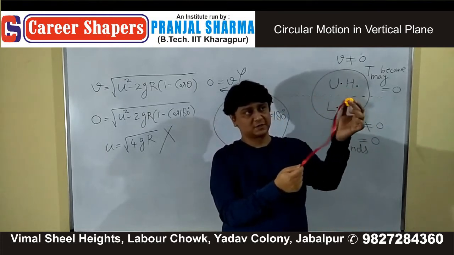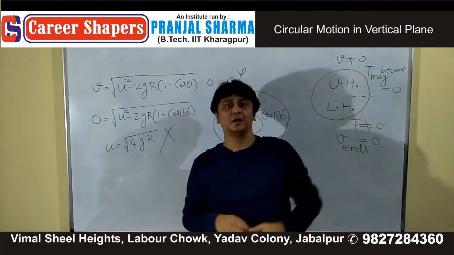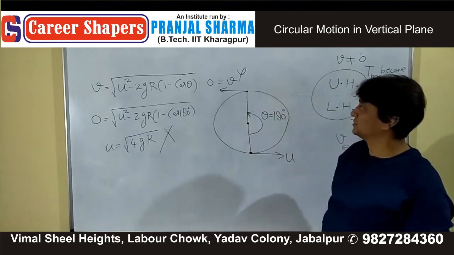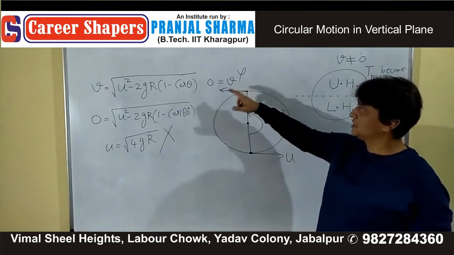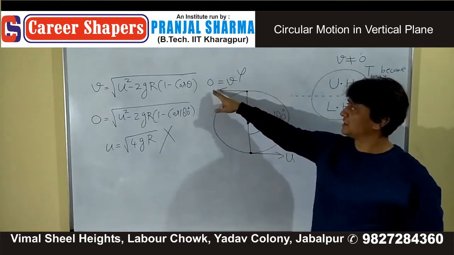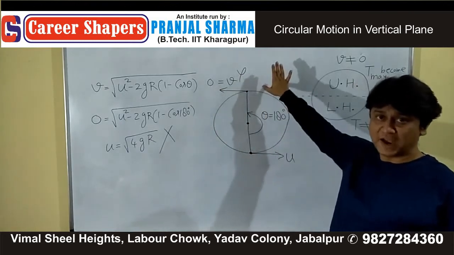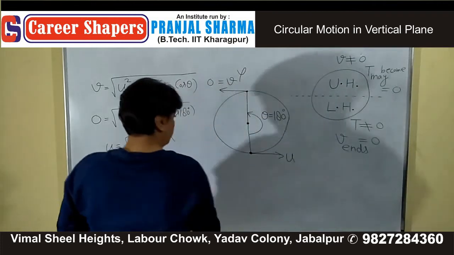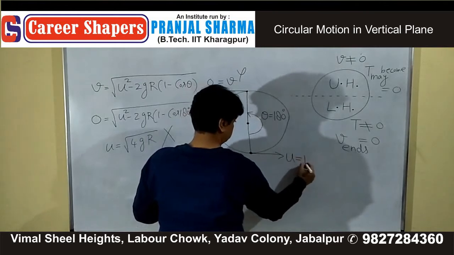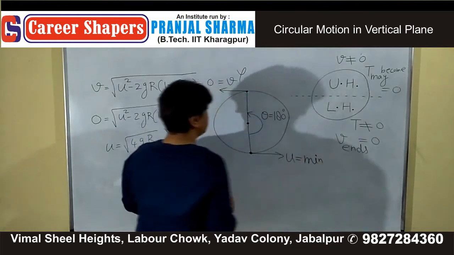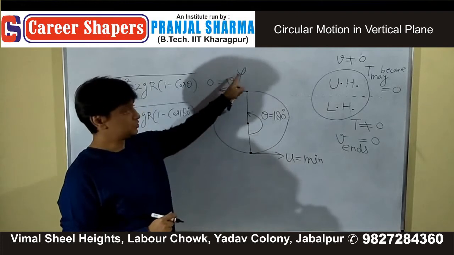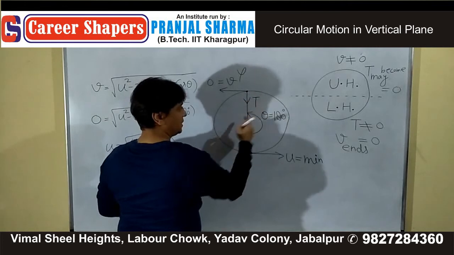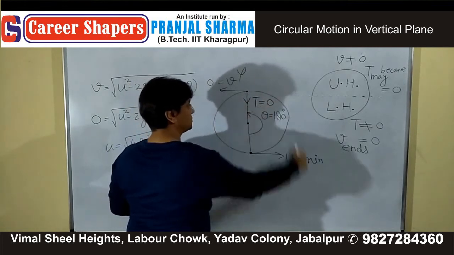From this point onwards, its path is simply parabolic. That means in the question, the assumption that at the highest point V is 0 went wrong, and therefore this calculation is not correct. So when U is minimum, instead of saying V is 0, which is wrong, we must say the tension force T at the highest point is 0.